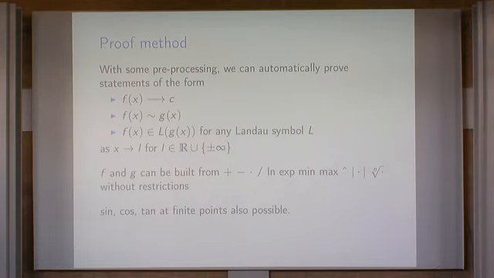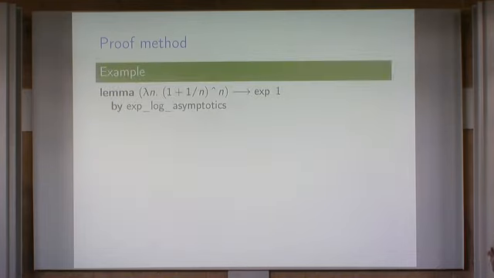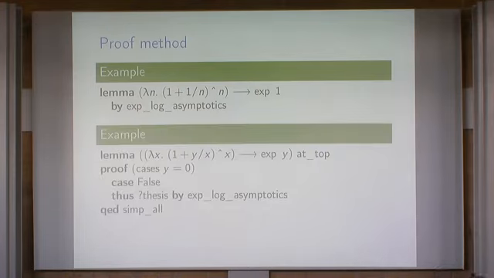Yeah, and you can even do trigonometric functions as long as the arguments are finite. So you can do something like sine of 1 over x for x to infinity, but you can't do sine of x for x to infinity, because you get oscillations. And then, for instance, a simple thing you can prove with that automatically is that (1 plus 1 over n) to the n goes to Euler's number, which is a well-known fact. It's completely automatic.